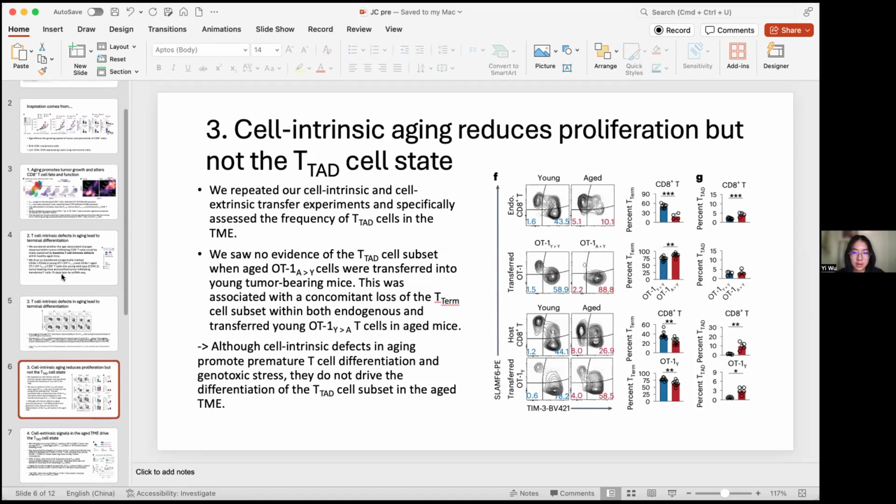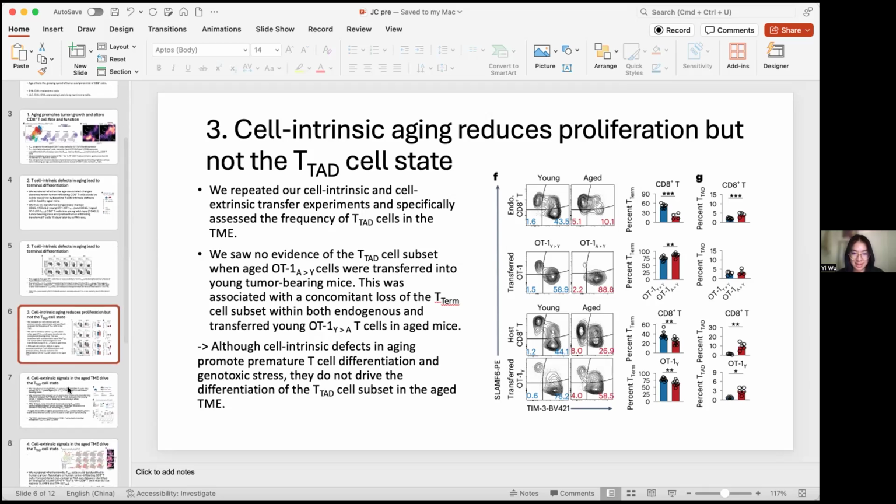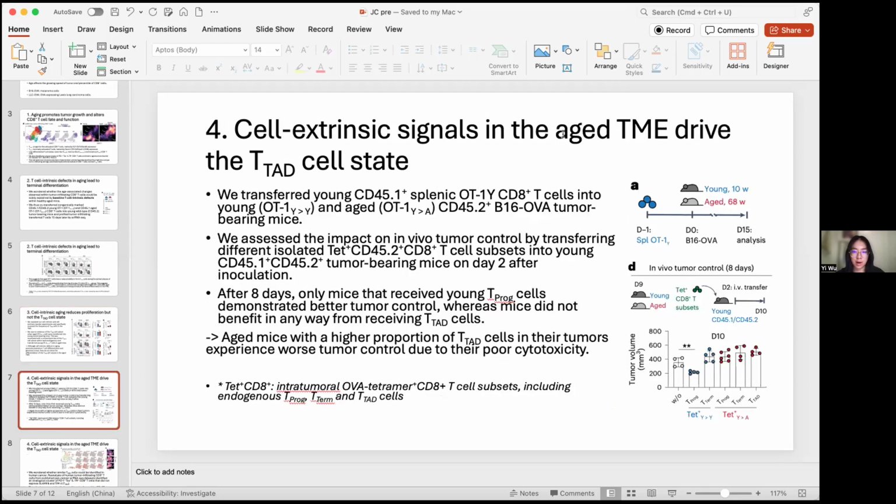Okay, and then they want to see what else this cell intrinsic characteristic does. So they realize that the cell intrinsic defects in aging promote premature T cell differentiation and provide genotoxic stress, but they do not drive the differentiation of the T-TAT cell subset in the TME. So there must be other things, which they later find out to be extrinsic signals that actually drive the T-TAT cell state.